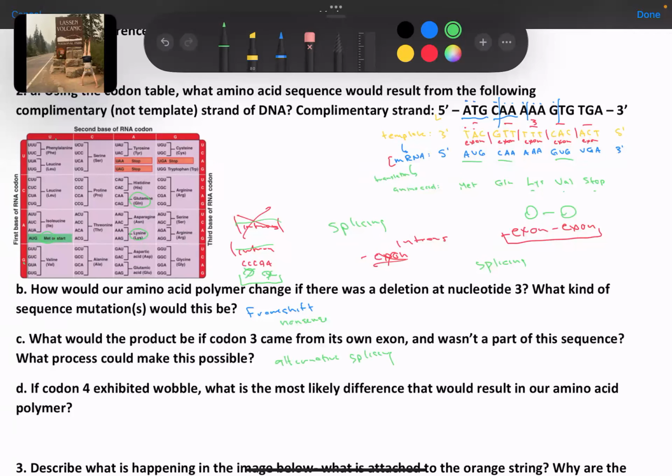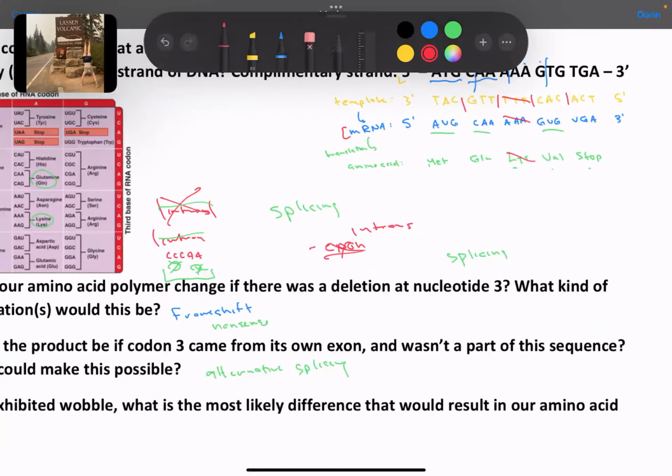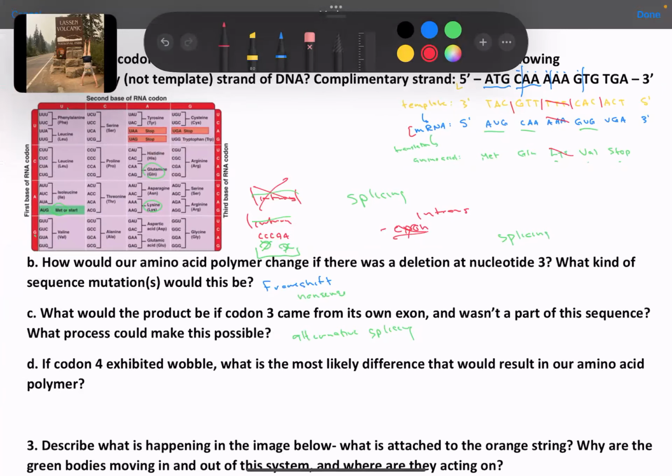So alternative splicing, we were able to not include that third exon. So let's say that we didn't include it. Didn't include it, didn't include it. What would be the product if codon 3 came from its own exon?